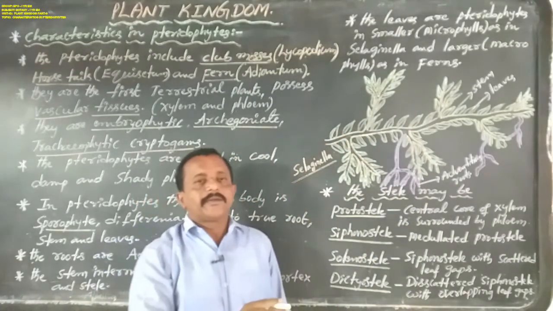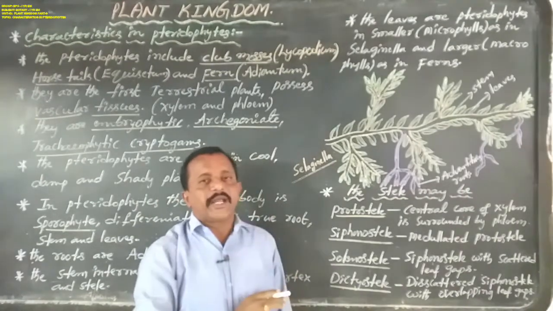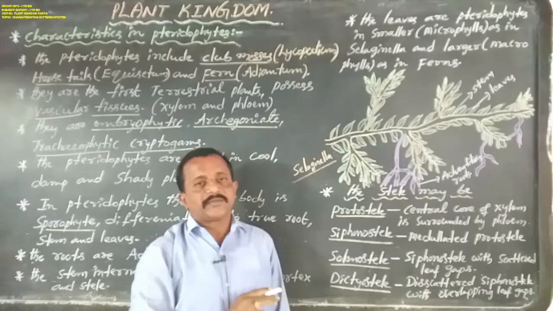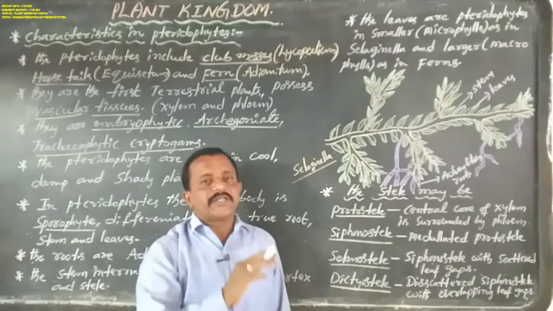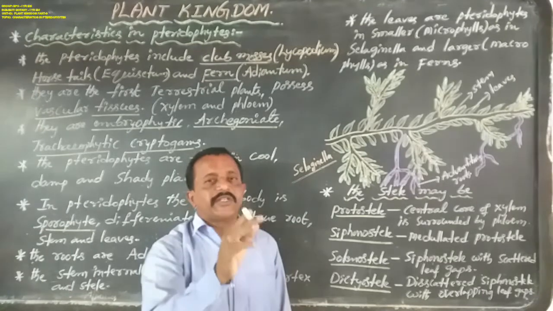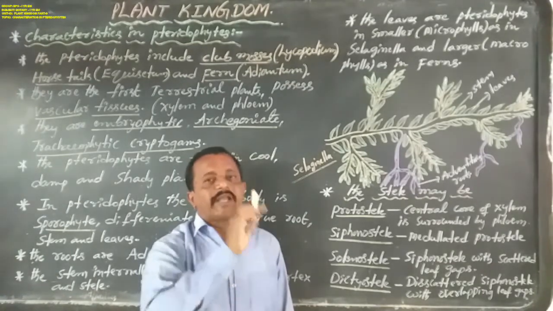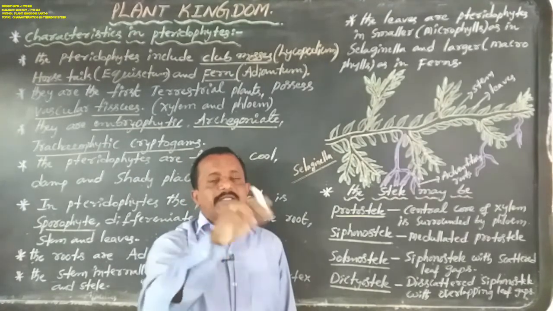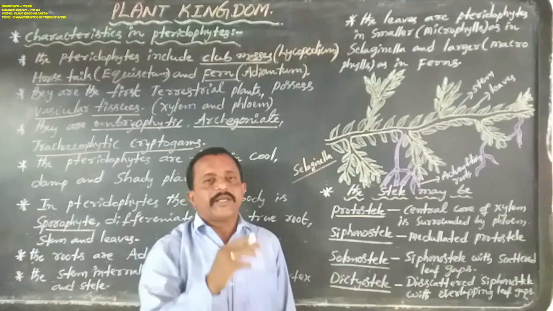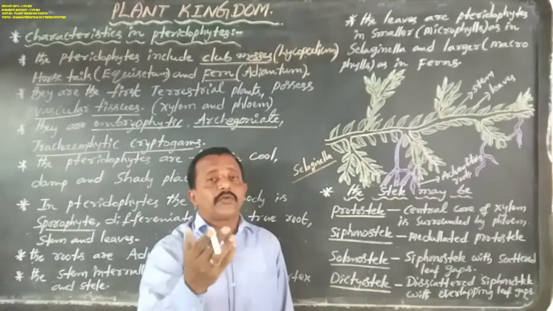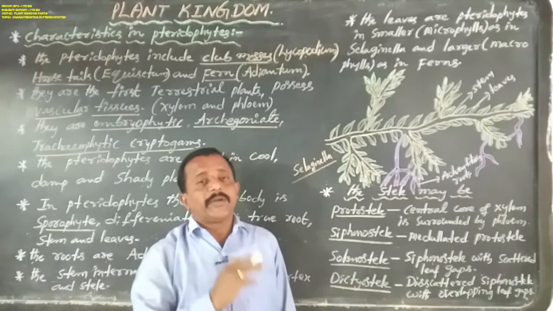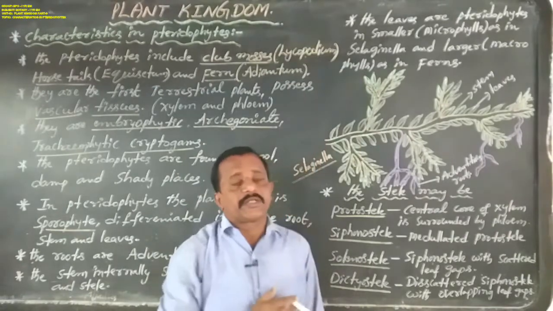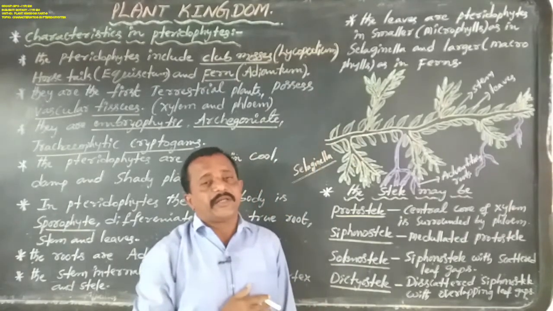Generally, in bryophytes, the plant body is a gametophyte, that is the sexual stage, and the sporophyte is differentiated into foot, seta, and capsule. But in pteridophytes, the plant body is a sporophyte, which is not differentiated into foot, seta, and capsule, but into true root, true stem, and true leaves. This is very important.